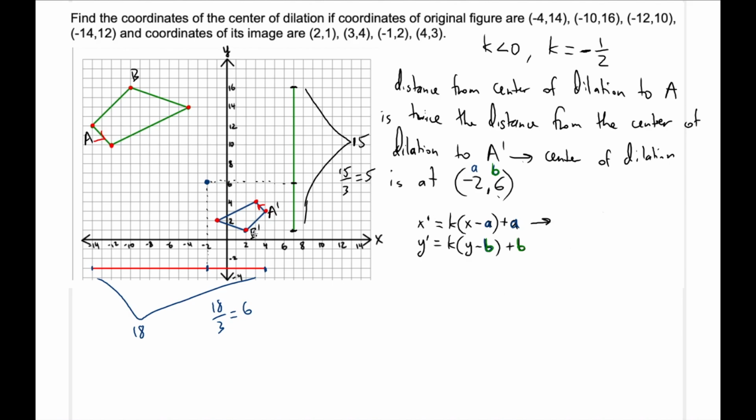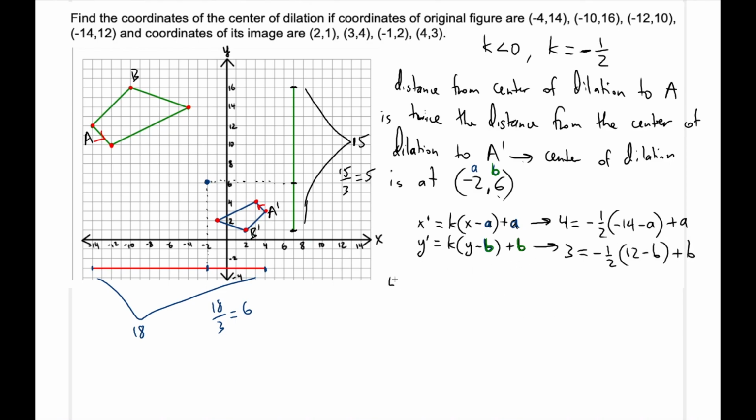So now x prime is going to be the x coordinate of the image A vertex, right? So that's going to be 4. Scale factor we know, it's going to be -1/2. X is going to be the x coordinate of the A vertex of the original image. So that's going to be -14 minus A, plus A. All right, and in this equation, y prime is going to be 3, the y coordinate here. Same scale factor. The y coordinate of the A point is going to be 12, right? So 12 minus B, plus B. Now let's solve for A and B.